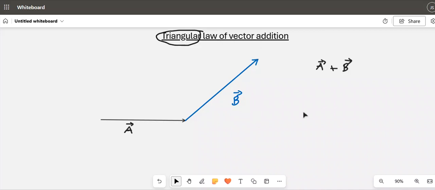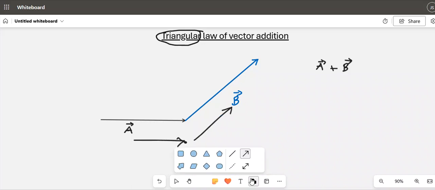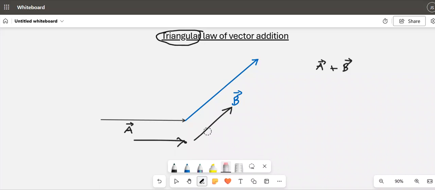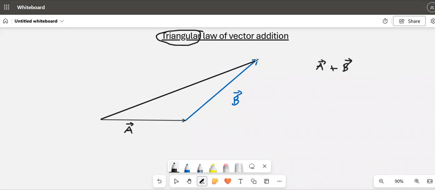Very good. We got the figure like this, and we need to get the answer, since A and B are added. The direction of A is like this, and the direction of B is like this. Imagine that A and B became two sides of a triangle. How many sides does a triangle have? Very good, three sides. So let me draw the third side. Listen carefully about the arrow mark too. This is the third side of the triangle.